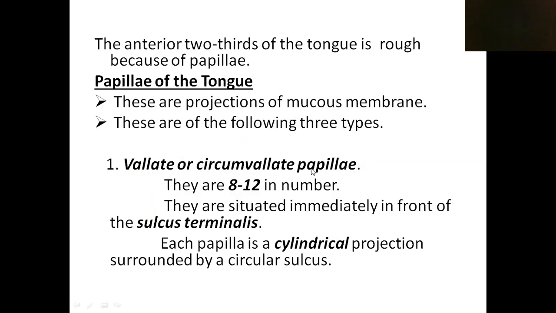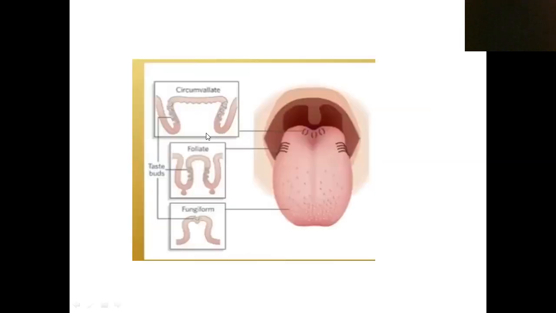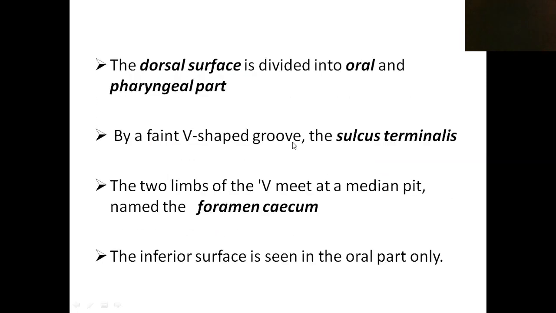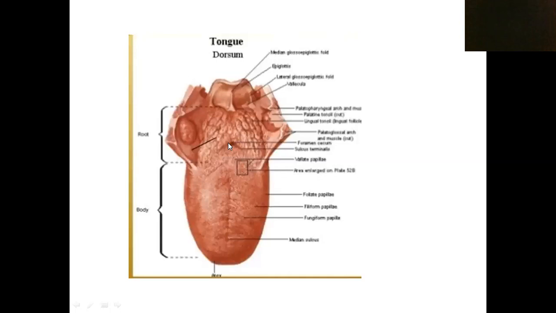First one, circumvallate or vallate papillae. Those are cylindrical shaped papillae seen immediately in front of the sulcus terminalis. Say almost cylindrical shaped or barrel shaped papillae. See, this is the sulcus terminalis, and the papillae are seen just in front of it, here in this area. How many? 8 to 12 numbers are there.